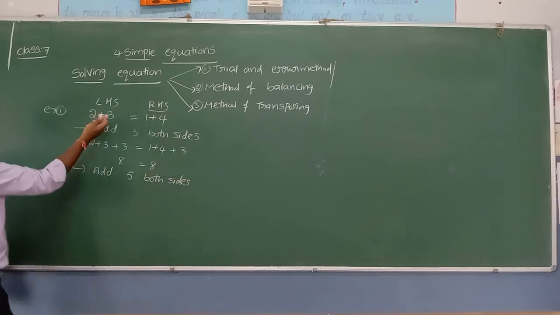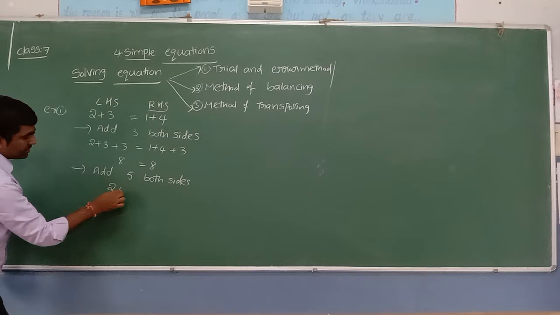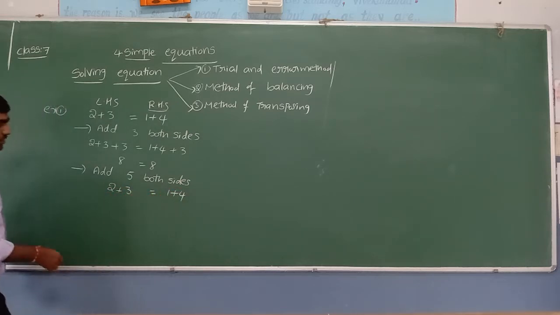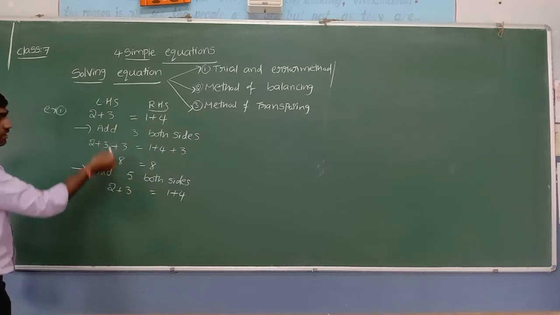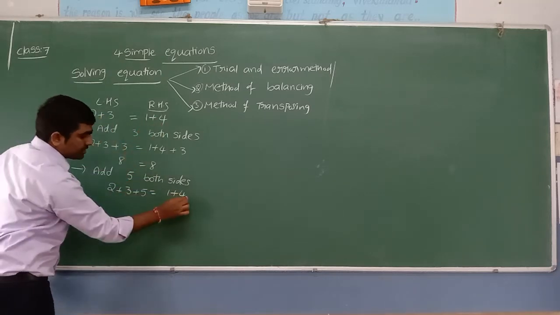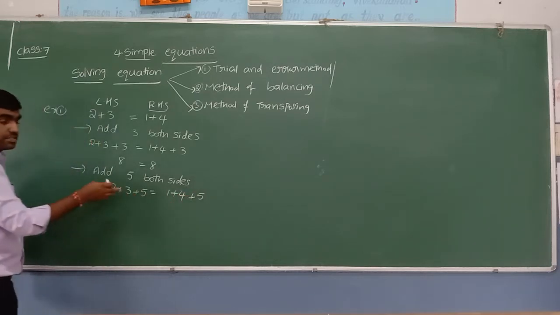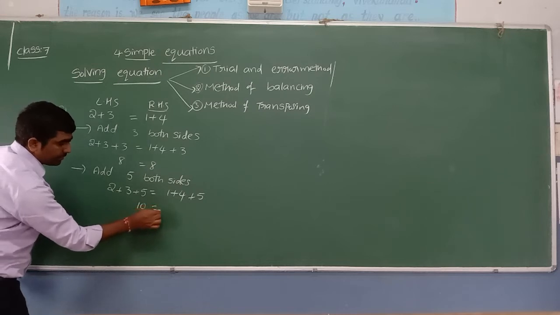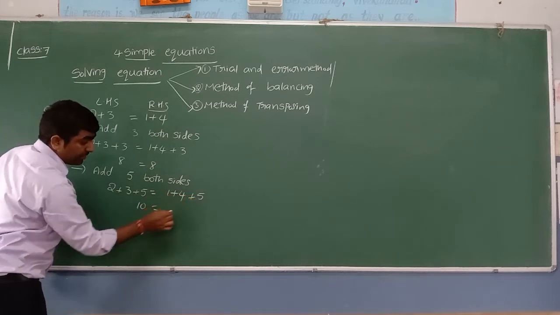What is the statement we took, beta? We took one true statement which is 2 plus 3 is equal to 1 plus 4. So we decided to add 5 to both sides. To LHS we will add 5. Similarly, to RHS we also will add 5 and we'll see the result. 2 plus 3 is 5, 5 plus 5 is 10. 1 plus 4 is 5, 5 plus 5 is 10.